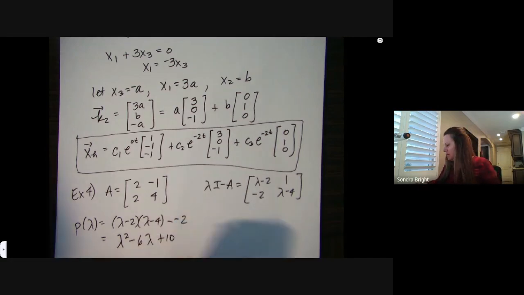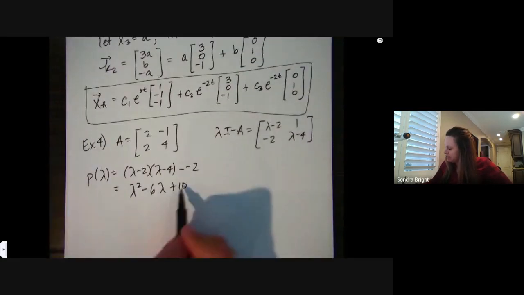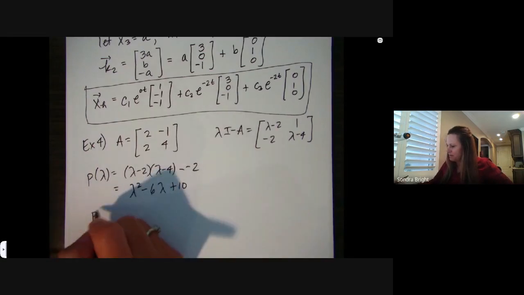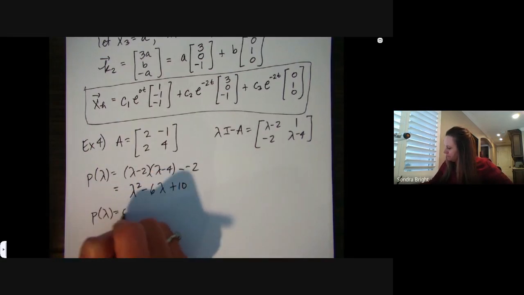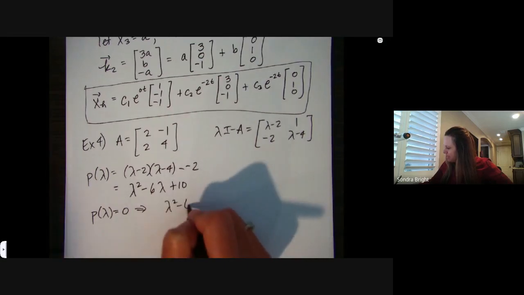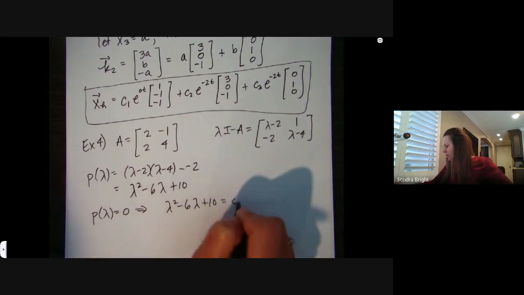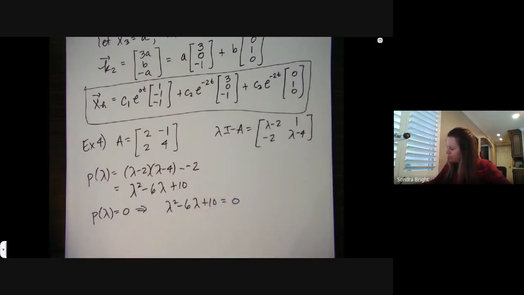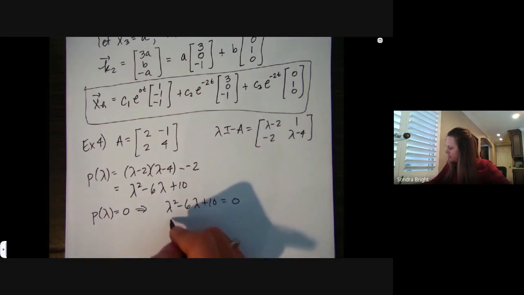All right, we want to factor that. Two numbers that multiply to 10 and add to negative 6, not going to happen. So when we're trying to solve for when is this 0, we want lambda squared minus 6 lambda plus 10 equals 0. You're going to need to complete the square or do the quadratic formula. That works too. But whenever this number is an even number, it's so much easier to just complete the square.